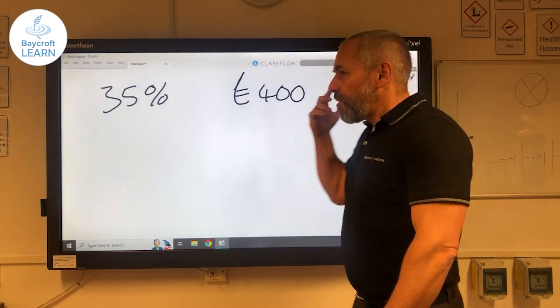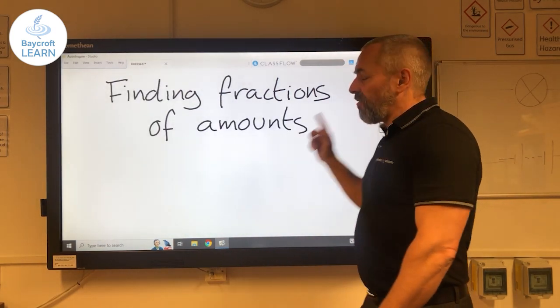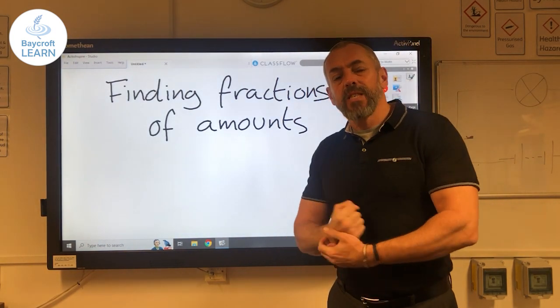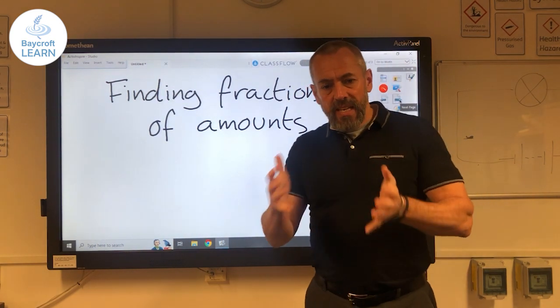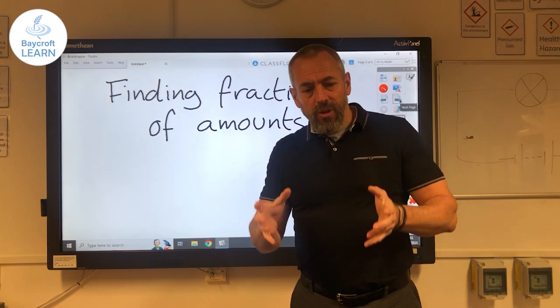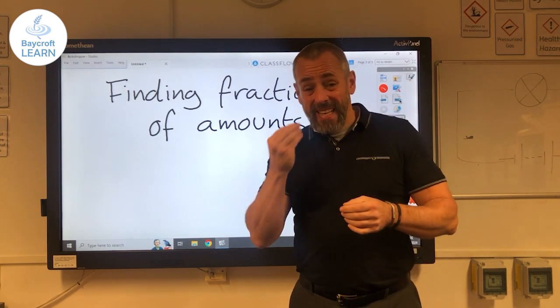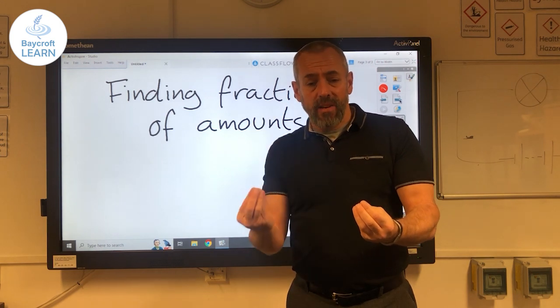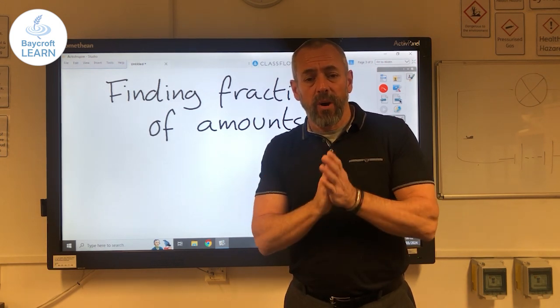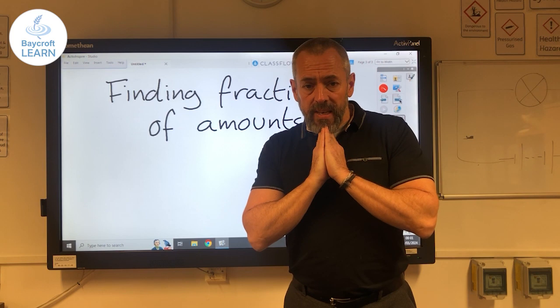So, the thing that we're going to look at today is finding fractions of amounts, and that is because it follows on nicely from finding percentage of amounts. Within a GCSE question, they'll put lots and lots of words around the question, but essentially the maths will come down to can you find the fractions of amounts and can you find the percentages of amounts, which is why we're going to cover them both together.